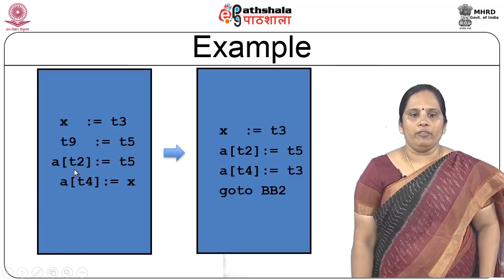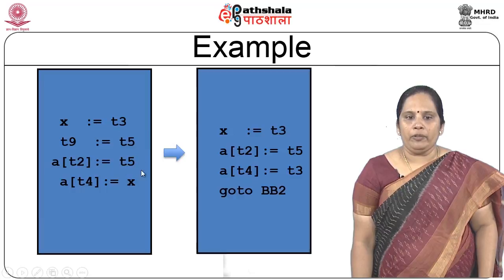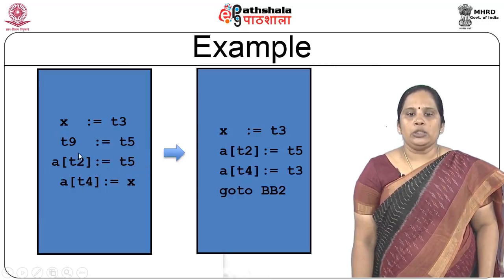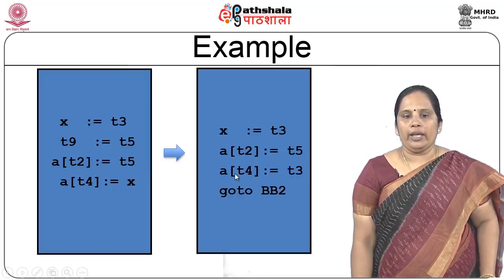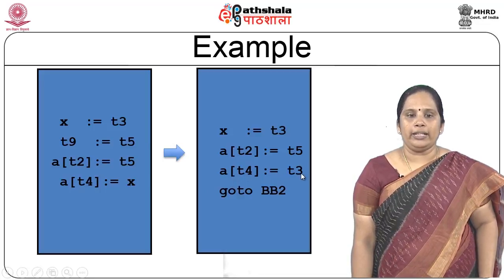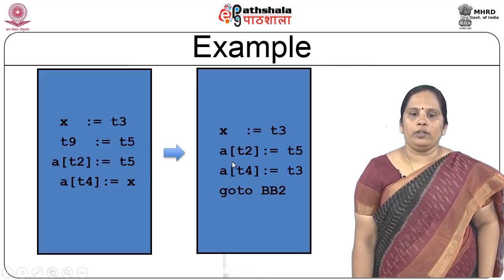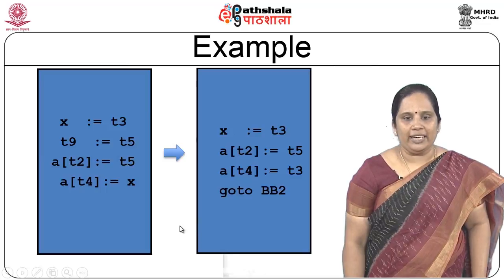So here A of T2 is equal to T5 is available. Now between this point and this point, the value of x hasn't changed. So therefore, in place of x, use T3 itself. So A of T4 is equal to x now becomes A of T4 is equal to T3. And A of T2 is equal to T5 remains as it is. T9 is equal to T5 has been eliminated because that code is going to be called dead code.